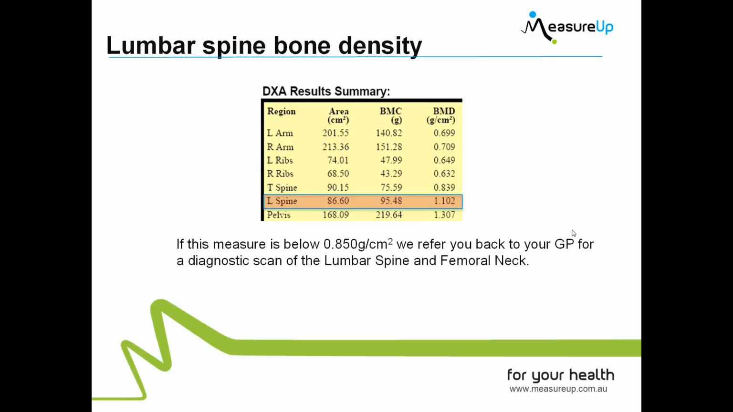An important measurement on your report is that of the lumbar spine. Have a look at what your bone density is in the lumbar spine. If it's below 0.85, then we may need to refer you back to your GP for a diagnostic scan of the lumbar spine and the femoral neck.